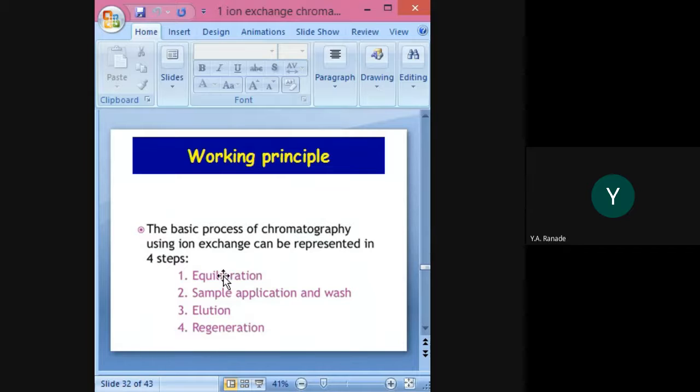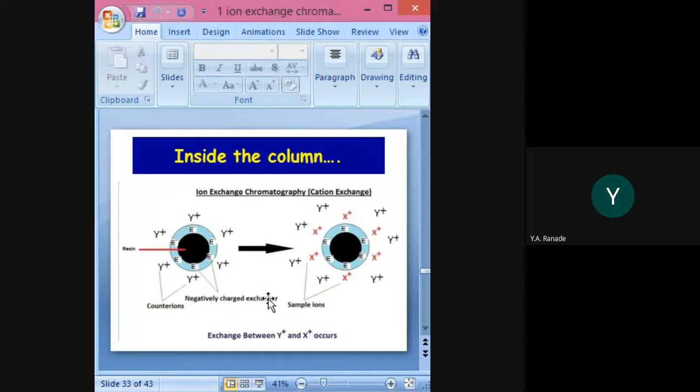So the steps you can consider are equilibration, then sample application and wash, then elution and regeneration. Regeneration is the term used for re-equipping the resin so that you can use it a second time. That means you are again equipping it with the counter ion. You elute out your biomolecule by altering the conditions in the column, and then you add something which allows the column to regenerate. That means the counter ions are again fitted on that column, so that you can use the column for the next operation.